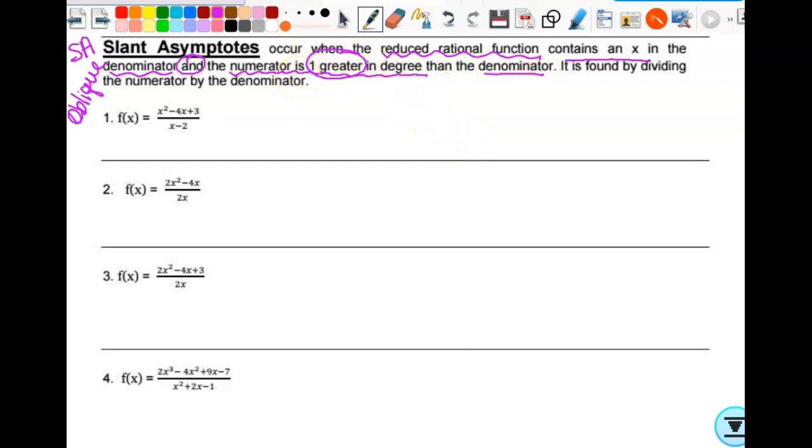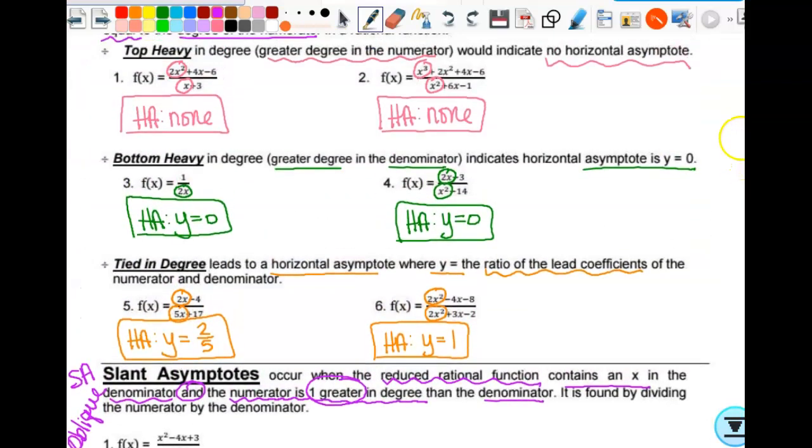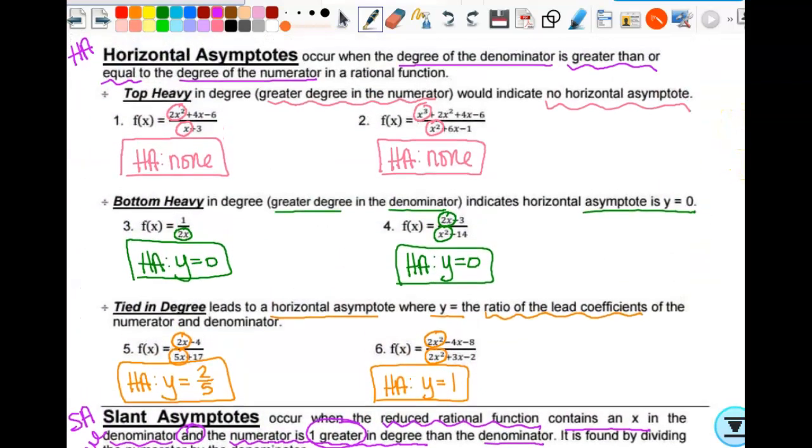Okay, so let's go back up here real quick. We said if it's top heavy, we don't have a horizontal asymptote because you're not going to have horizontal and slant at the same time. So if it's top heavy, it's no horizontal asymptote, and opens the door to a slant asymptote. Because it doesn't guarantee a slant. It only is going to have a slant asymptote if the degree of the numerator is 1 greater than the denominator. So this one here, I would have a slant asymptote. This one here, I would also have a slant asymptote.